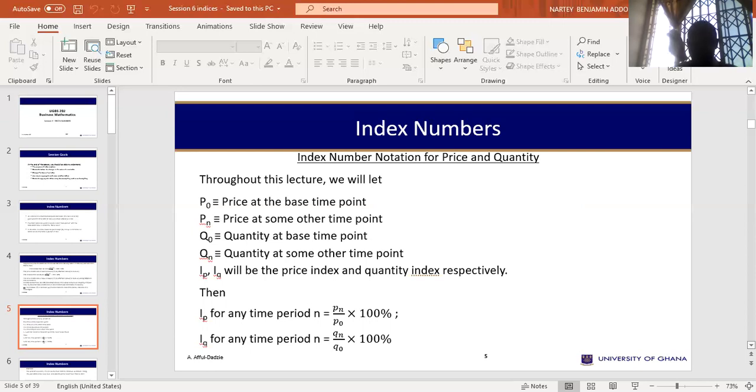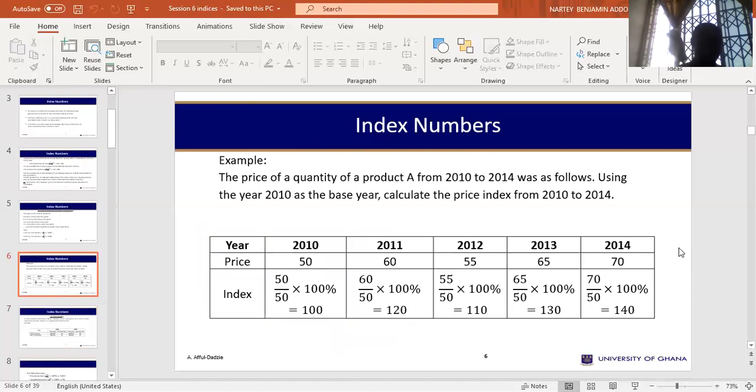So for any time period, price relative will be Pn over P0 times 100. And then quantity relative will also be Qn over Q0 times 100. Okay, so let's look at another one called value relative. Before we look at this, let's look at this example first, right?